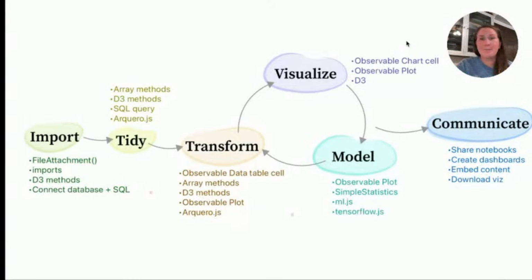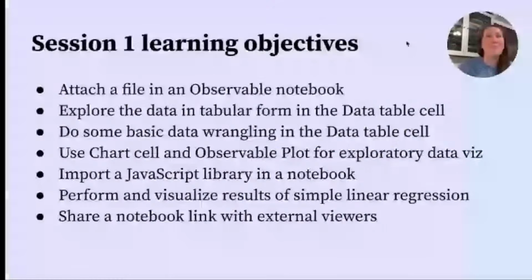So in session 1 today, we have a whole bunch of learning objectives. We've got a lot to do, but I think 2 hours is going to go by really quickly. We're going to learn how to attach a file in an Observable notebook. We'll be using a CSV file today, a comma-separated value file. So we'll learn how you can get that into a notebook and then load it in so you can start very quickly exploring it. We're going to be exploring it in the data table cell to start, and we'll see that that's an interactive place where we can also do some data wrangling.